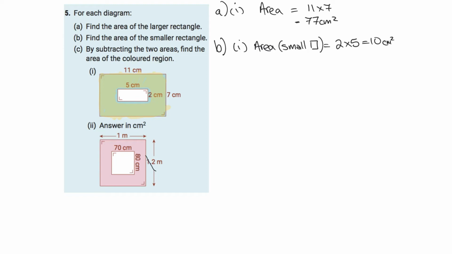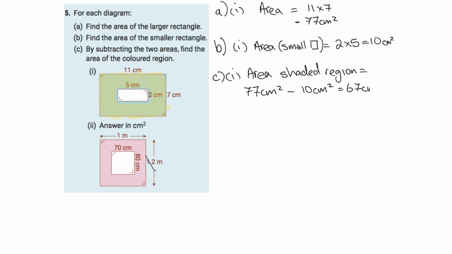So let's do that. Sorry, this is part C for the first diagram. So the area of the shaded region, I get that by taking 77 and subtracting 10 from it, and I get 67 centimetres squared. Now let's do all of this for part 2.